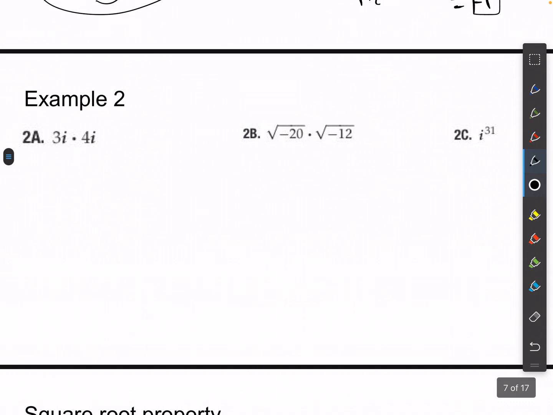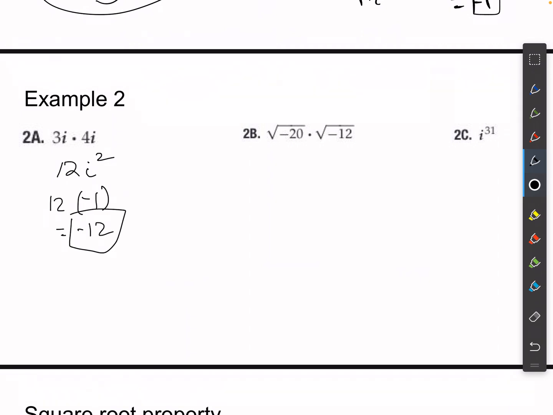All right, let's look at example 2. So for example 2 here, we have 3i times 4i, which gives me 12i squared, right? So what happens to i squared? i squared becomes a -1. So we have 12 times -1, which is equal to -12. So when we have two i's, we're going to bounce from the imaginary realm back into the real number system.